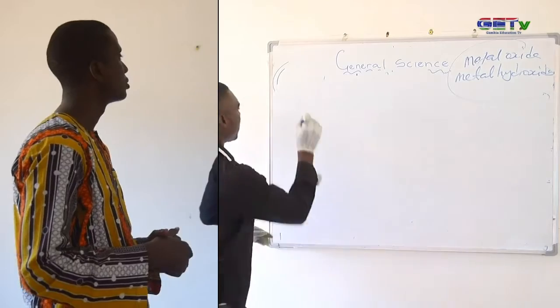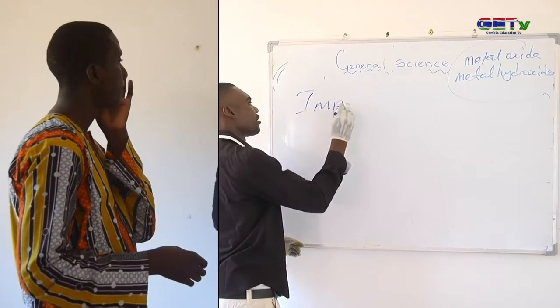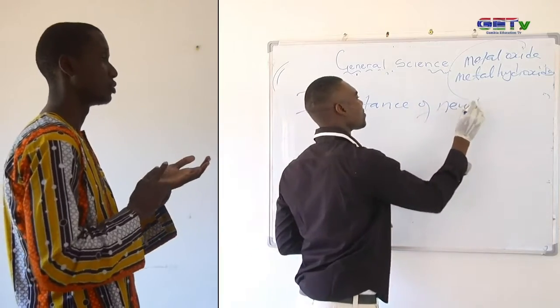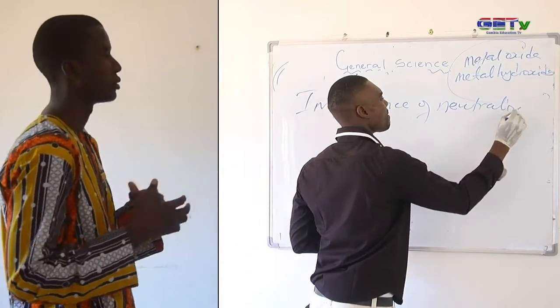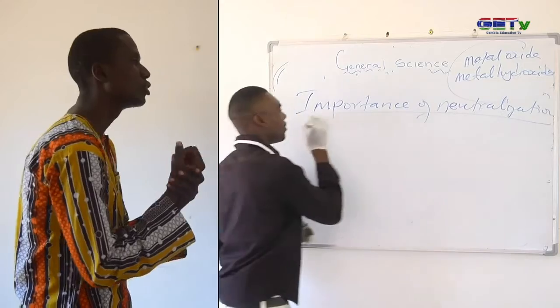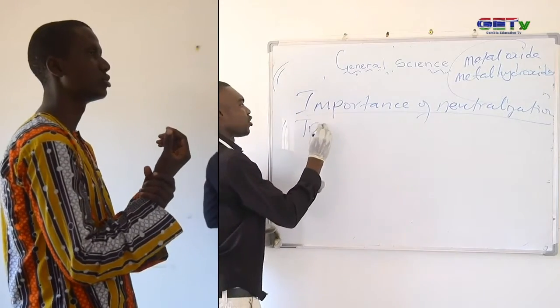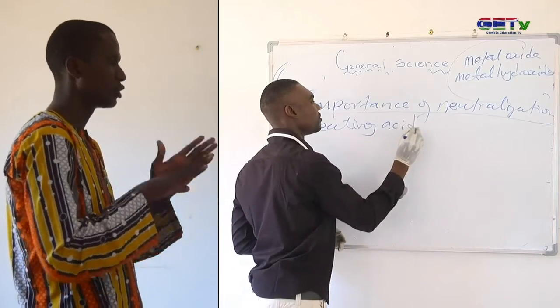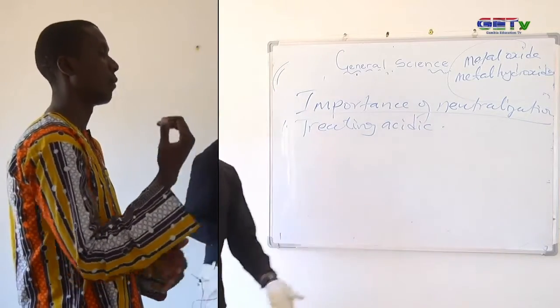Let me take that back a little bit. Importance of neutralization. So number one we give is by treating acidic soils with lime. Acidic soils by adding lime.